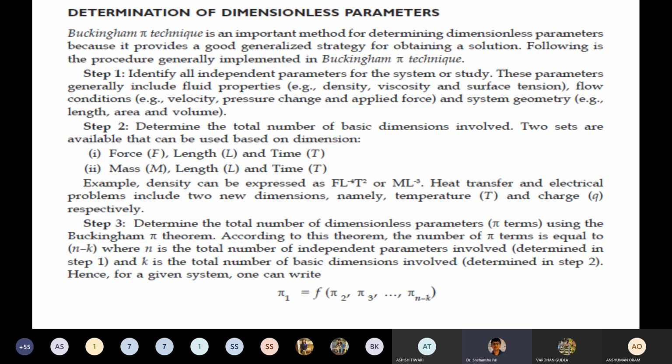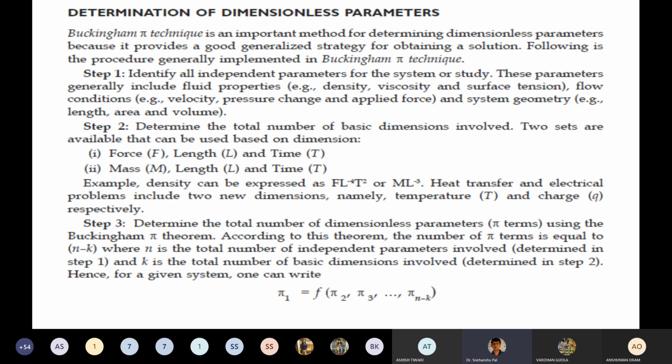Here is one theorem, from my book Process Modeling for Steel Industry. You can see that book, and you can also take notes directly from here. The Buckingham pi technique is actually a process to make things into dimensionless parameters. How to get that? There are different steps. It's an important method for determining dimensionless parameters.